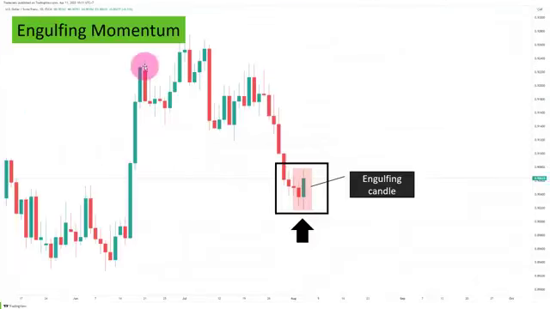The engulfing momentum candlestick is a very important signal, and the way you use it is you identify it on a higher time frame. For example, here we have an engulfing candle on the daily time frame. It's happening at a demand area, which is inside here. And the engulfing candle is showing you here a momentum reversal.